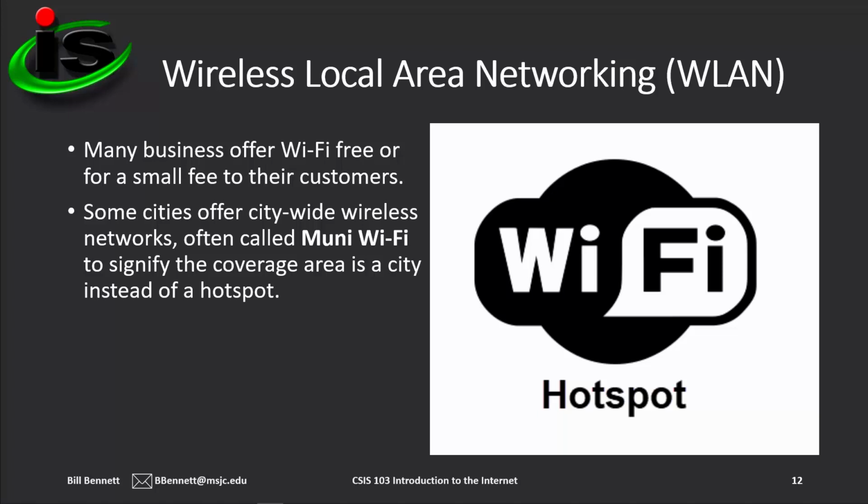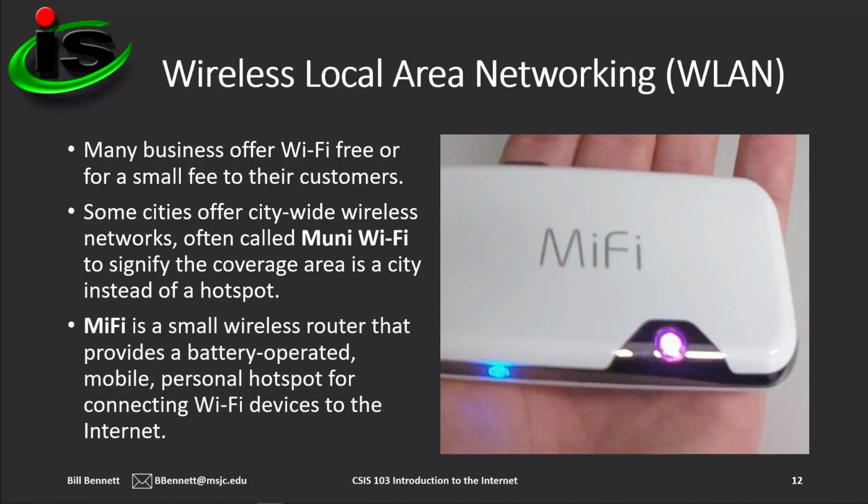In areas where fiber optic cable does not exist or cannot be installed, Google used a municipal broadband wireless network to provide coverage, thereby extending the reach of the larger Google Fiber network and ensuring a larger coverage area to its customers. A different type of wireless LAN is a wireless router that you can keep in a pocket or a briefcase and that provides a battery-operated mobile personal hotspot for connecting Wi-Fi devices to the internet.